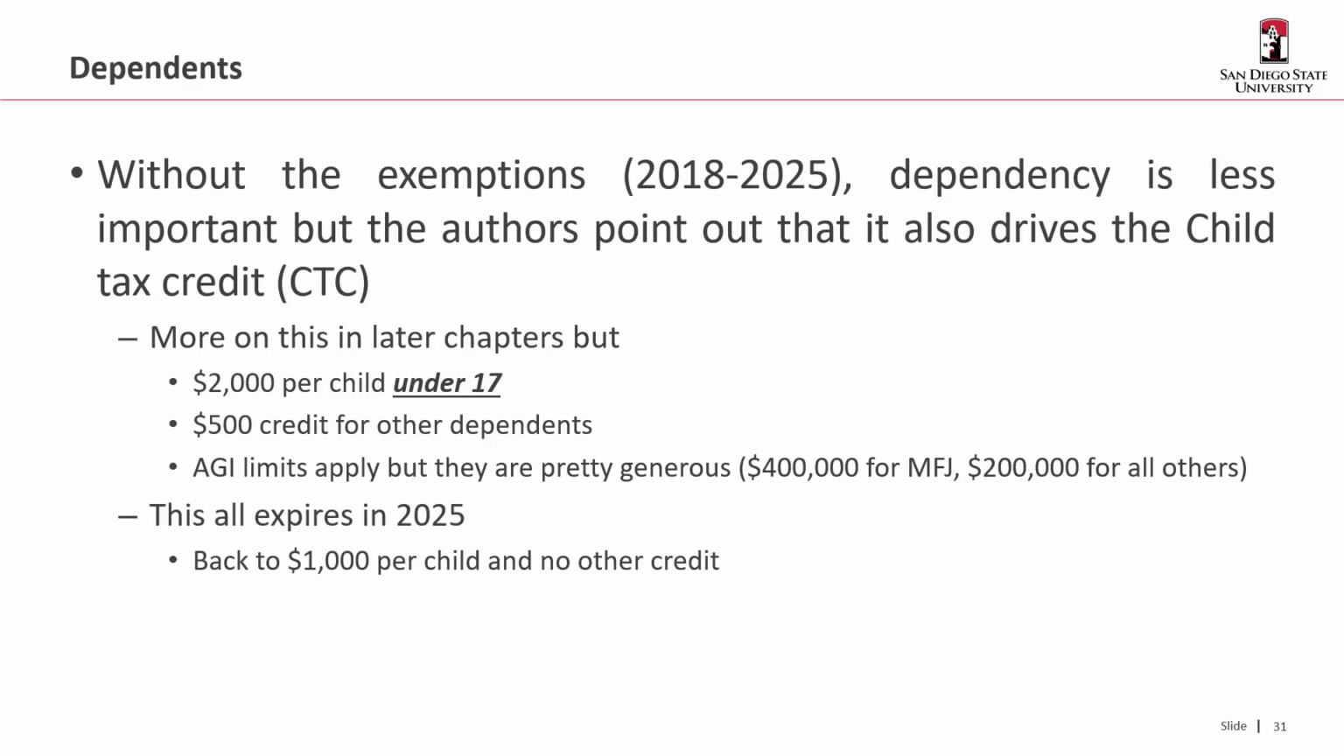So I should make a note that all this child tax credit information that we're looking at, it all expires in 2025. And we'll go back to $1,000 per child, and that additional dependent credit won't exist any longer. 2025 is so far away, I don't think it's safe to assume that any prediction about what's going to happen in 2025 should be relied on.